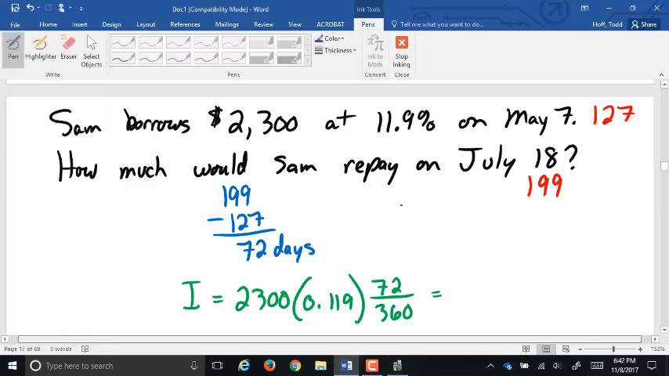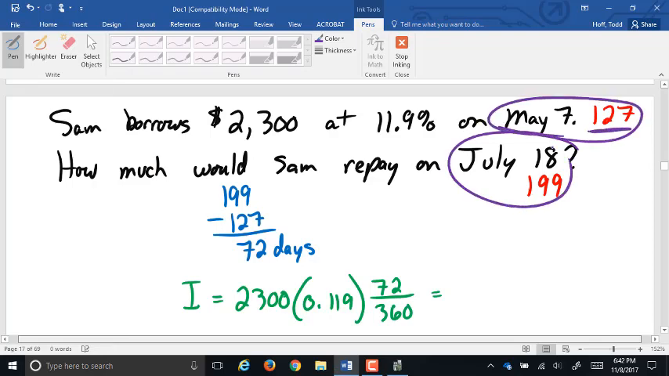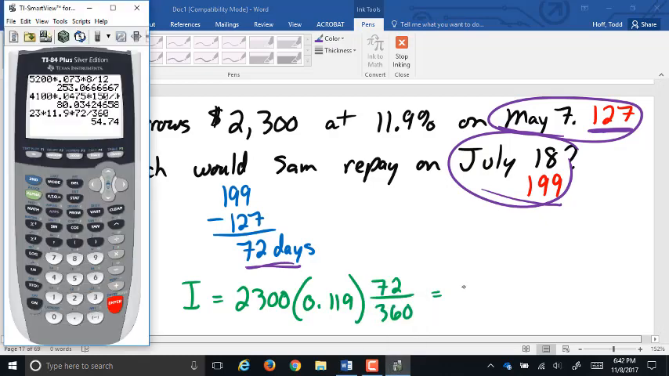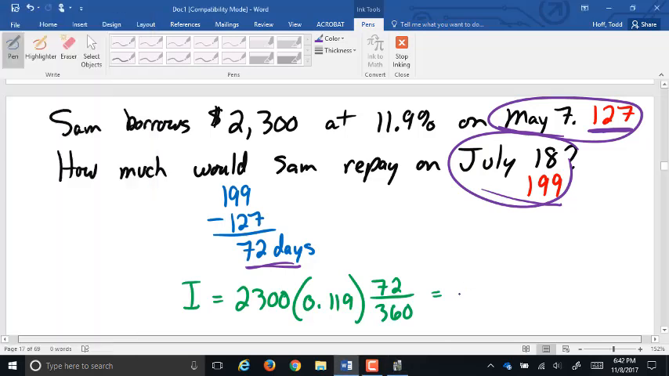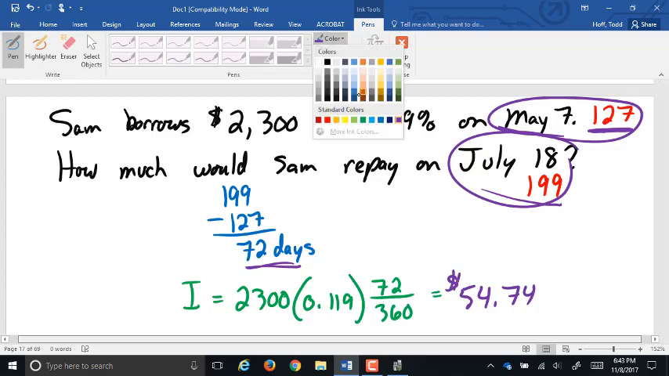Oh, sure. We look up the date for both of the dates. There's a number in the chart. So May 7th is the 127th day of the year is what that chart is telling us. And July 18th is the 199th day of the year. So subtracting those gives us there's 72 days in between them. So you get $54.74 in interest.